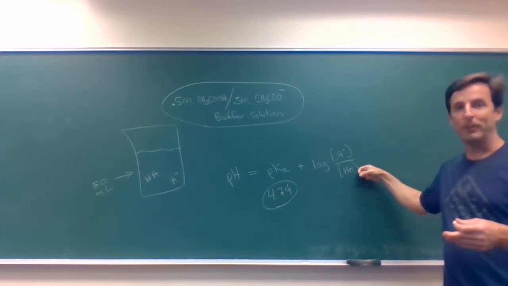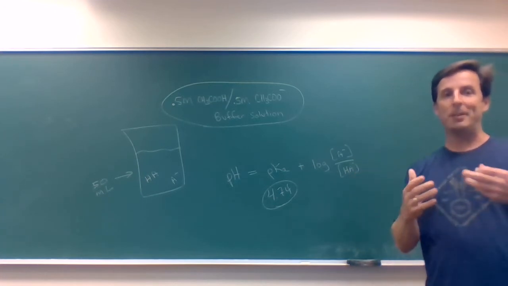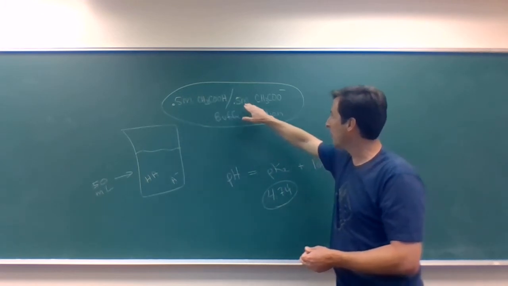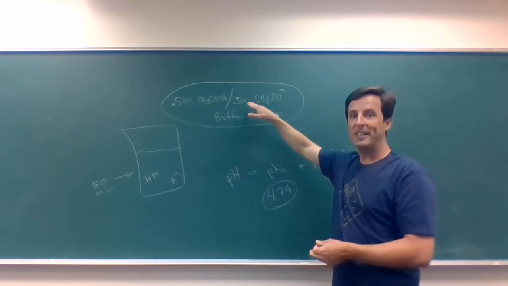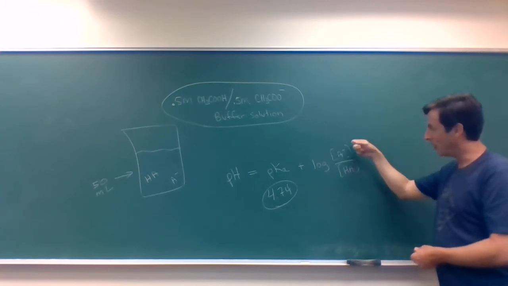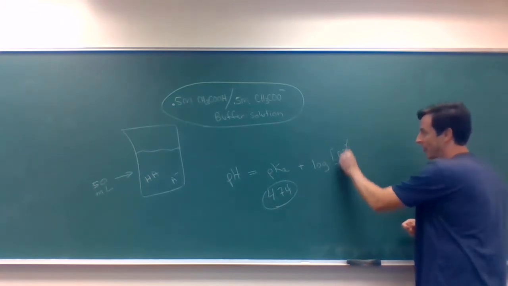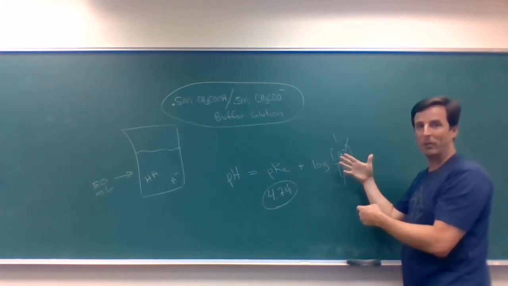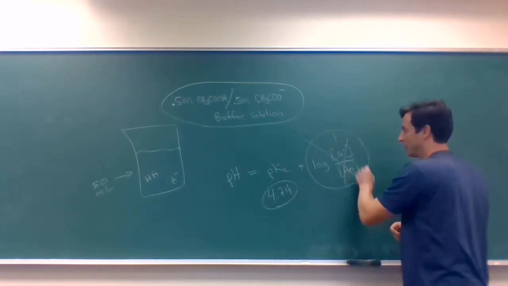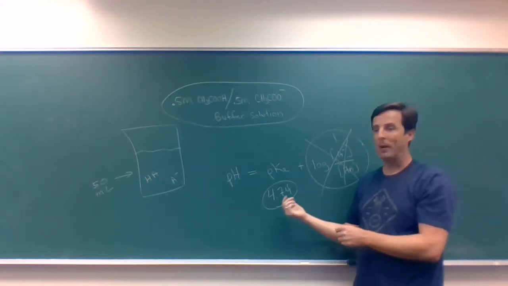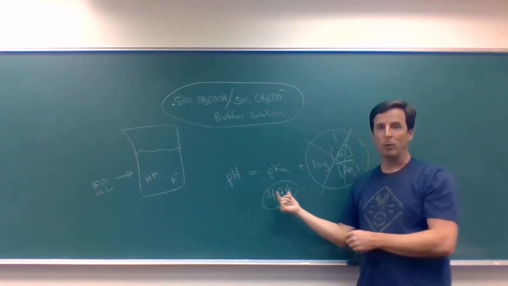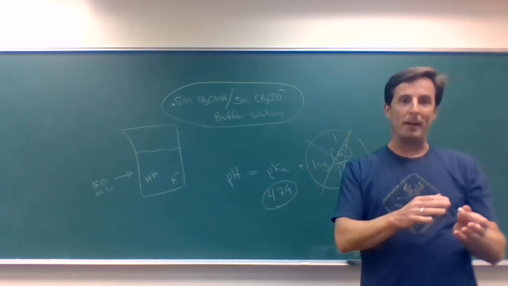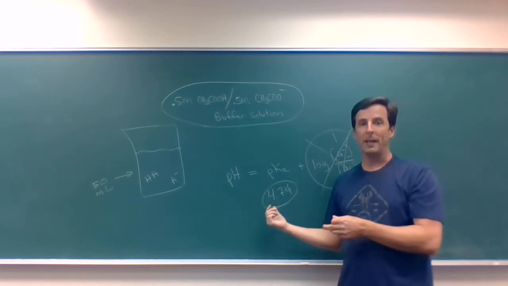If I have a buffer where A- and HA have the same concentration, as I do here, 0.5 molar acetic acid and 0.5 molar acetate, when they're the same, plug in a value over itself, that's going to drop out and become a 1. The log of 1 is 0, which means that whole term drops out. And at that point, the pH of the solution will equal the pKa. So in a buffer that has equal concentrations of HA and A-, the pH will equal the pKa value.